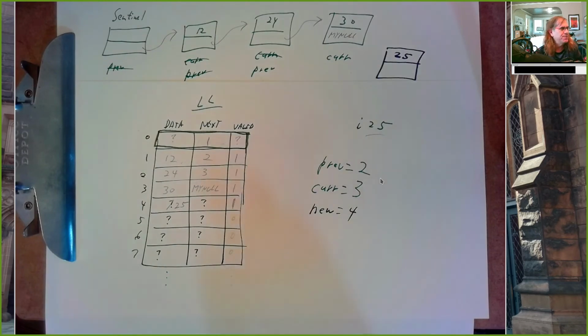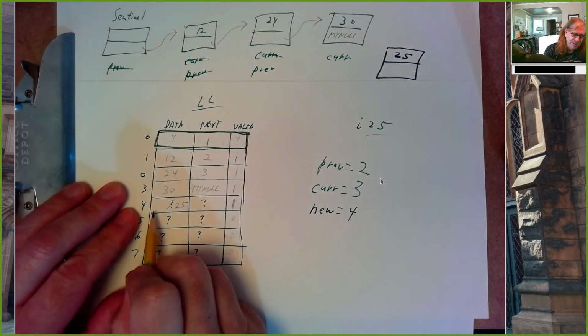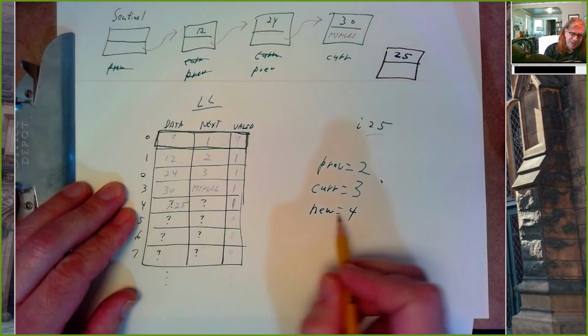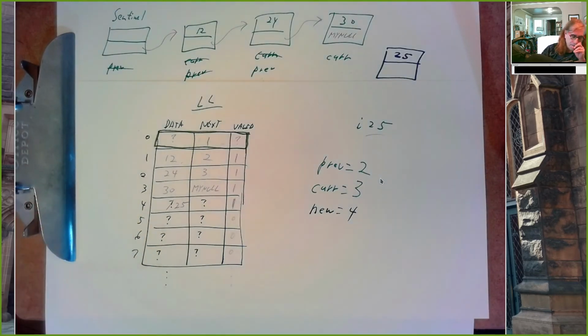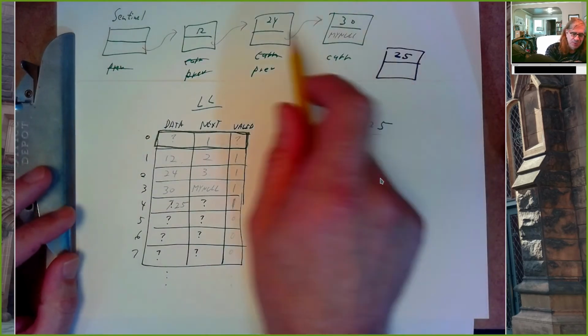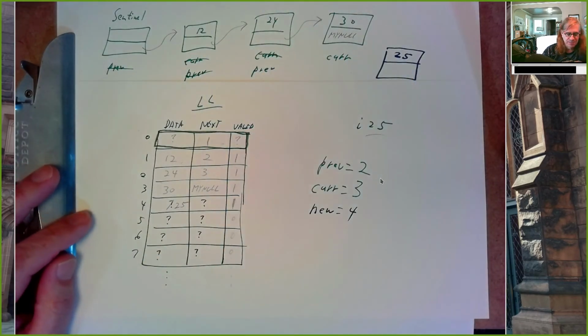Okay, but we're not out of memory. We've got space. So we found a spot to store our 25. We put a 25 there. We called that new. All right, here's the good part. We want to insert this between previous and current.